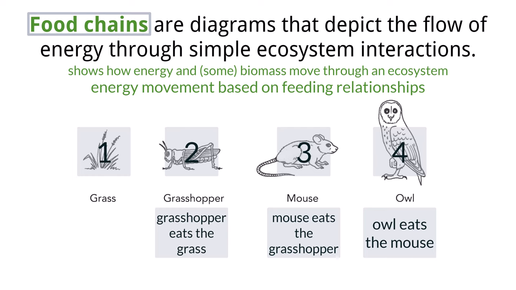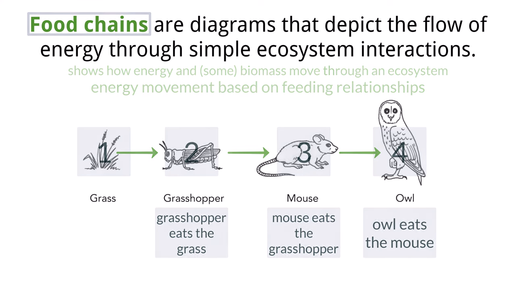Let's draw arrows to depict how the energy is moving. The grasshopper is eating the grass, which means the energy within the grass is being transferred to the grasshopper. So the arrow points to the right. The mouse eats the grasshopper, so the mouse is gaining that energy that the grasshopper had stored in its tissues, aka its biomass, so the arrow points to the mouse, who is gaining that energy, and the owl eats the mouse and also gains energy in the same way, so the arrow points to the owl. This is how we put a food chain together. Knowing who eats who will show you the direction that the energy and biomass moves.